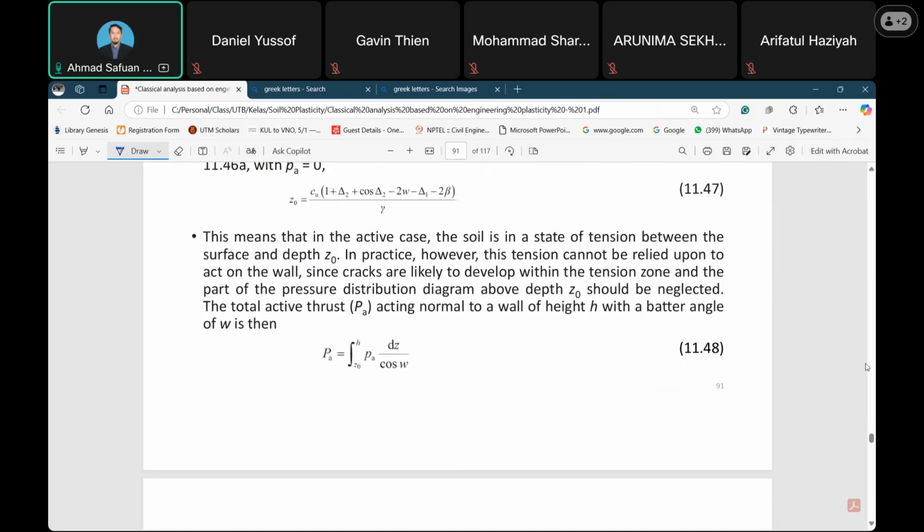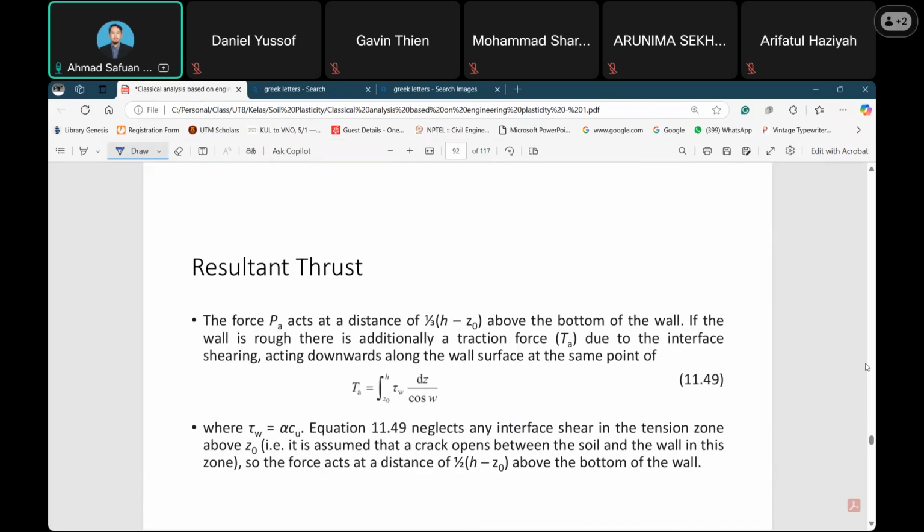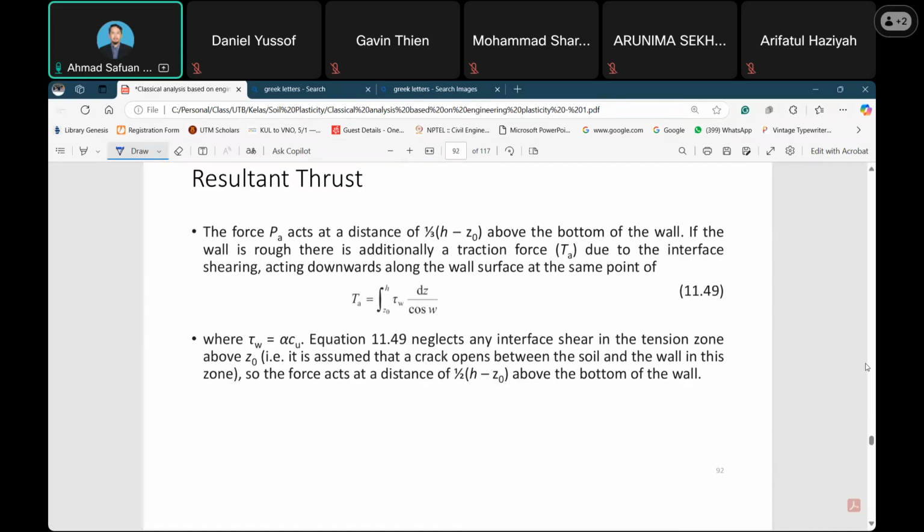If the wall is rough, there is an additional traction force due to the interface acting downward along the wall at the same point. So then equation 11.48 changes to 11.49, where tau W is equal to alpha CU. Equation 11.49 neglects any interface shear in the tension zone above Z naught. Okay, it assumes that a crack opens between the soil and the wall in this zone. So the force acts at a distance of half H minus Z naught above the bottom of the wall.